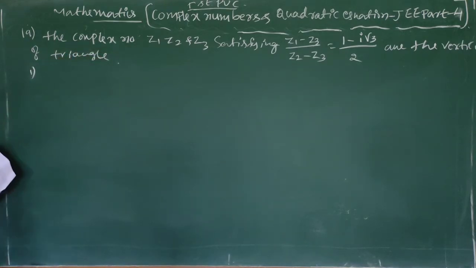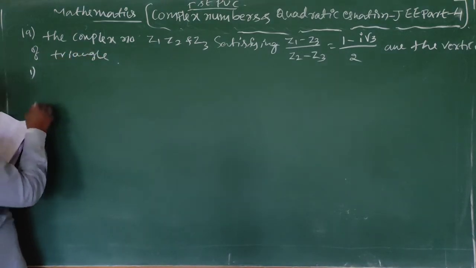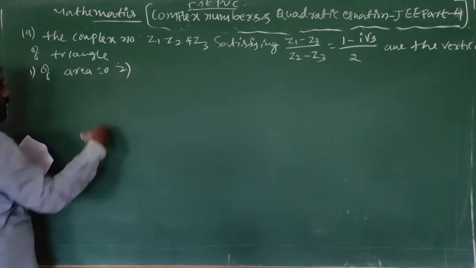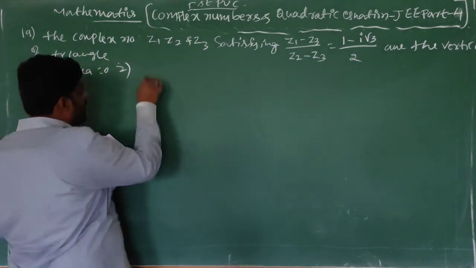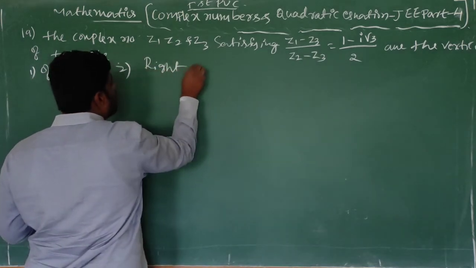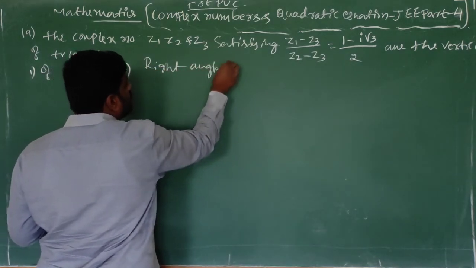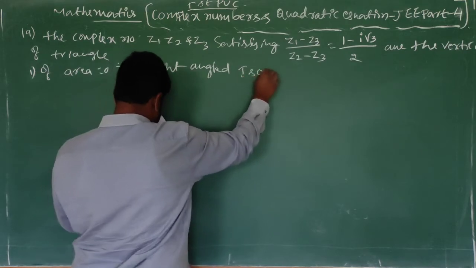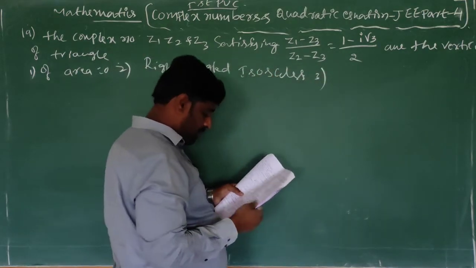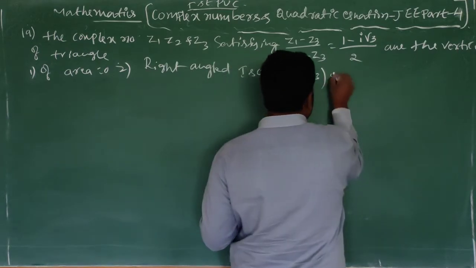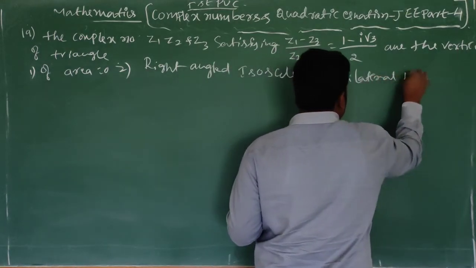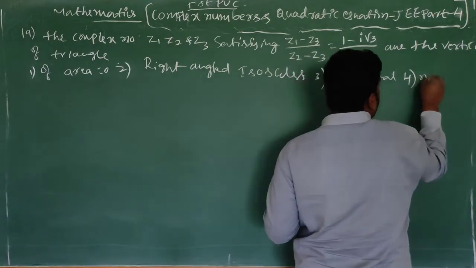First option, area is equal to 0. Second option, right-angled isosceles. Third option, equilateral. Fourth option, none of these.